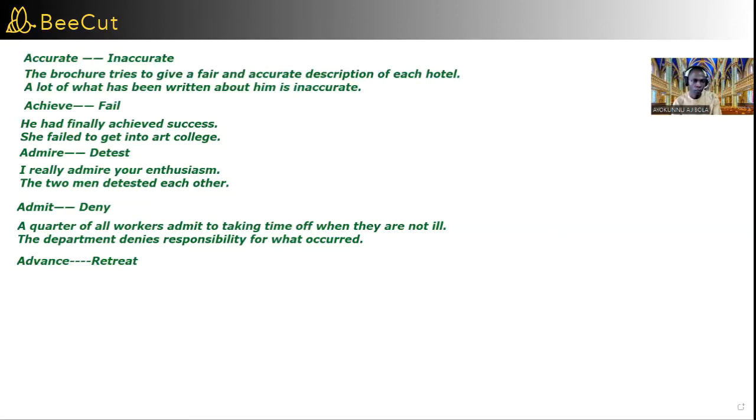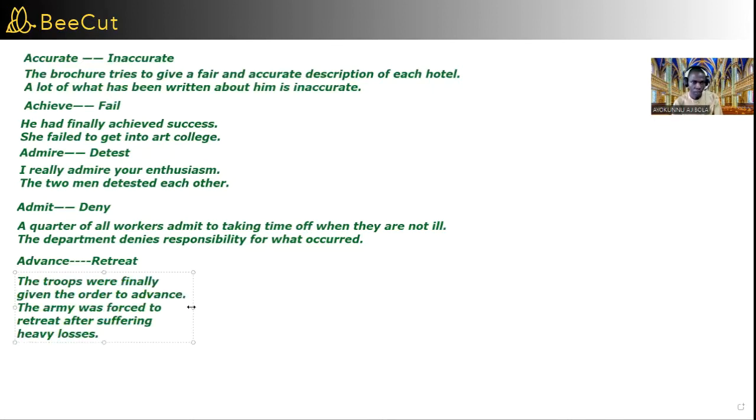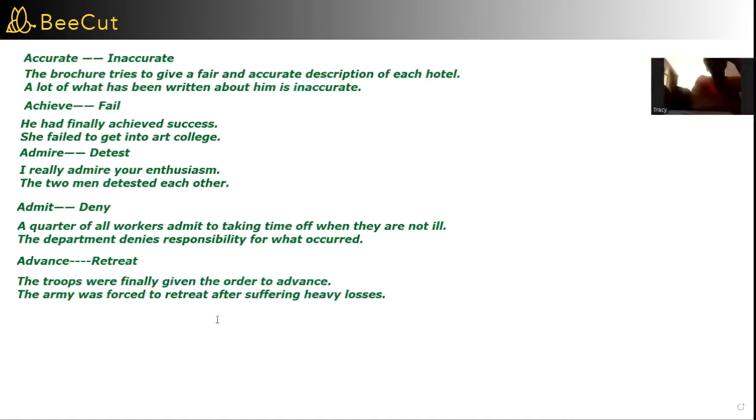So, opposite. Let's talk about sentences here now. We can say the troops were finally given the order to advance. That is the order to go ahead. The army was forced to retreat after suffering heavy loss. That's another example there. So these are the sentences that we can see here. The troops were finally given the order to advance. Then the army was forced to retreat after suffering heavy loss.